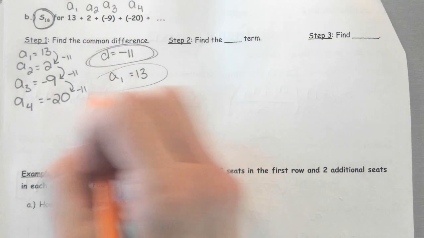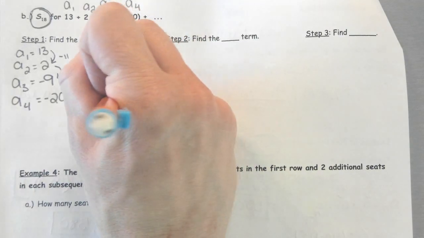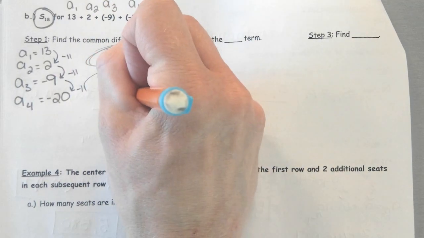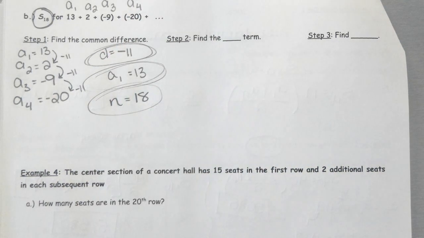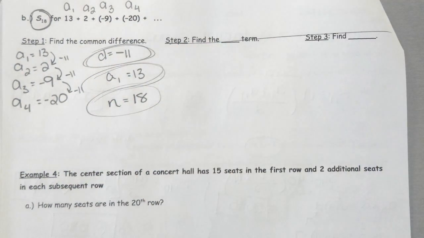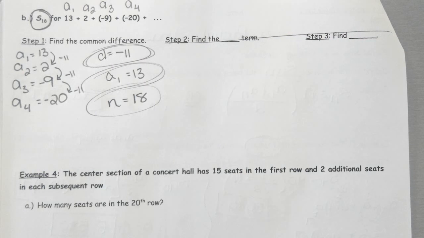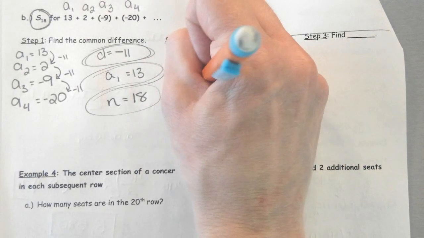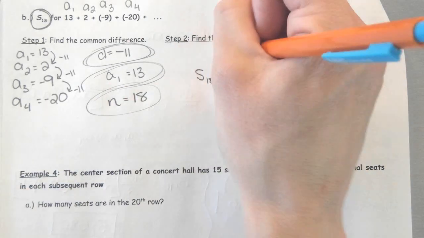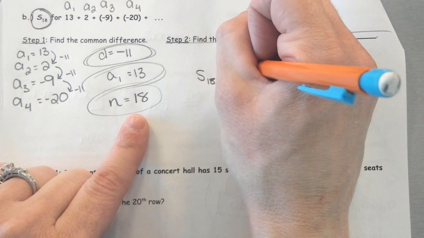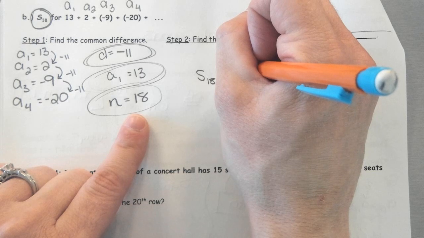13. We've got that. N, what are we trying to get to? 18. So we've got all the things. I'm not going to use the other one. I'm going to use the formula on the right. So I'm going to use S sub 18 equals, and I'm going to use N over 2. So 18 over 2.